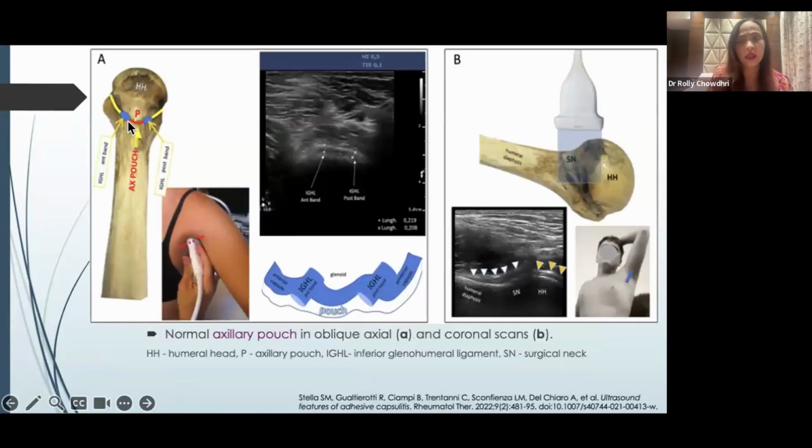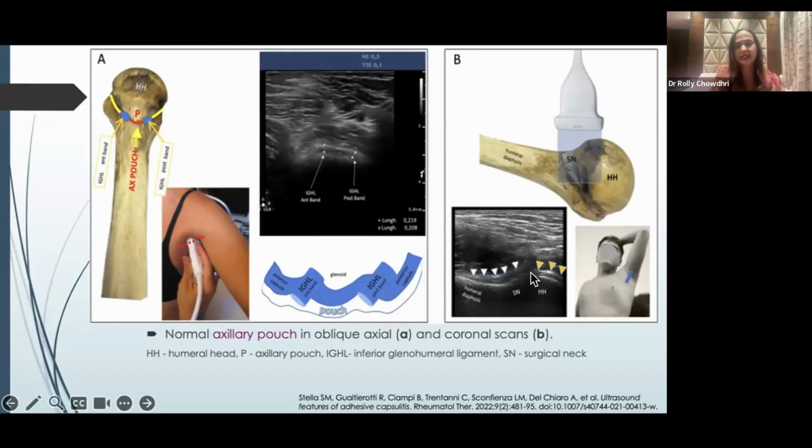What is the axillary pouch or the axillary recess which we are measuring? It is the area or pouch in between the two bands of the inferior glenohumeral ligament, the anterior band and the posterior band. This is known as the axillary pouch. There are two ways of seeing it. One way is in the oblique axial plane, but patients in the frozen phase of adhesive capsulitis cannot assume this position very easily. So we can also see it by following the humeral profile and measuring the anteroposterior thickness of the axillary pouch.